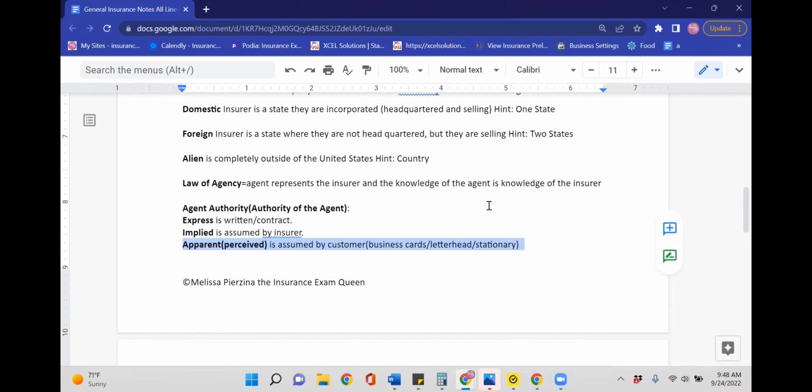You're not yet a licensed agent. You haven't taken the test yet. You haven't gotten your license yet. Grandma jumped the gun and bought business cards too soon, started passing them out, and now people believe that you are a licensed agent because it says on this little business card, but it's not real. It's perceived. It's not true yet. So this is where it is assumed by the customer to be true, but it's not actually true.